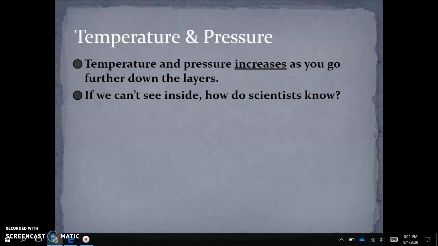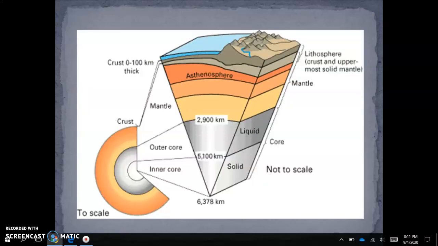Temperature and pressure increase as you go further down the layers. So as you get closer, through the mantle to the core, you will find higher temperatures and higher pressures. But if we can't see the inside, if we can't drill to the core, how do we even know that there's a liquid outer core? Keep that in mind.